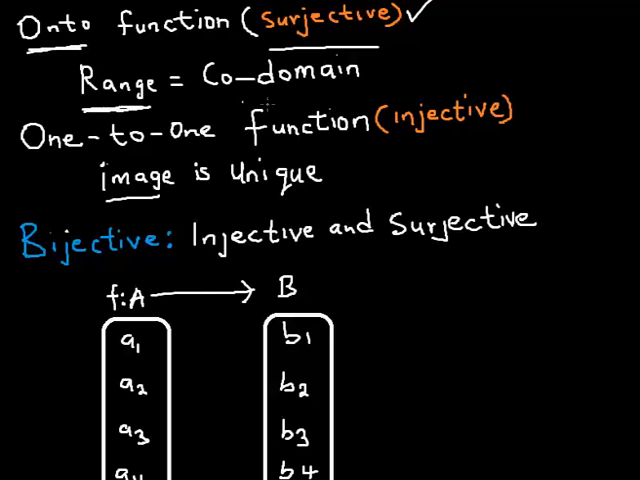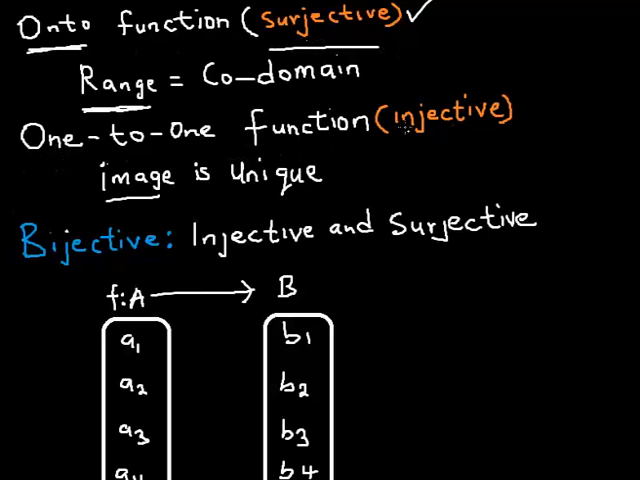So that simply means that the range, which of course we know what range is, the range is the set of the images of the domain. So the range is equal to the codomain. Please take note of that. So when the range of a function is equal to its codomain, then that is an onto function or a surjective function. Then we now have what is known as a one-to-one function.